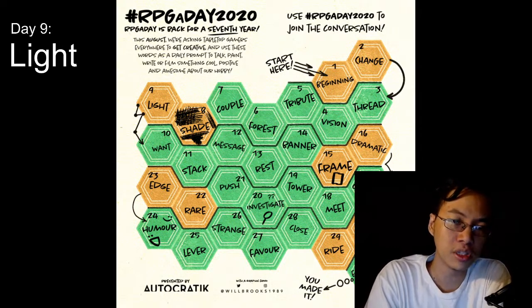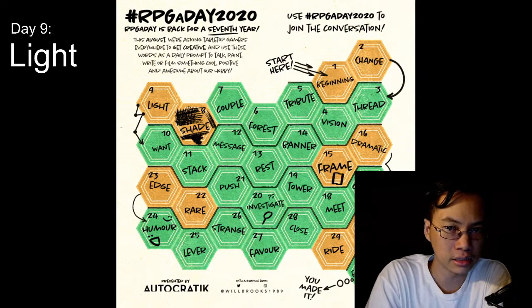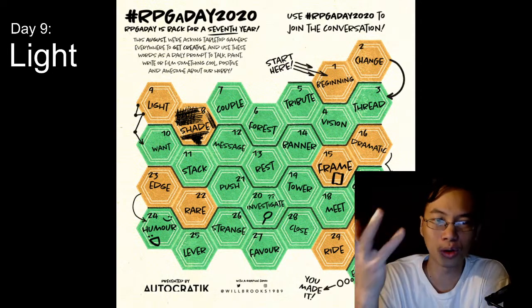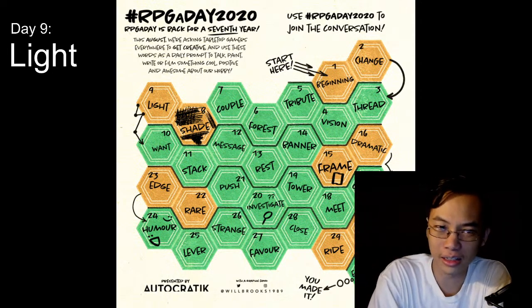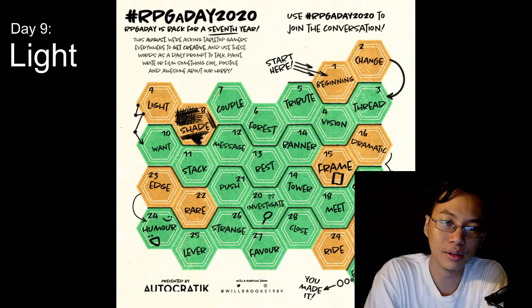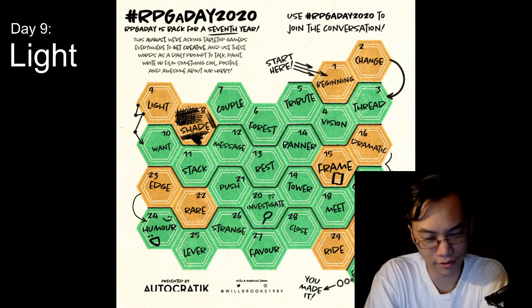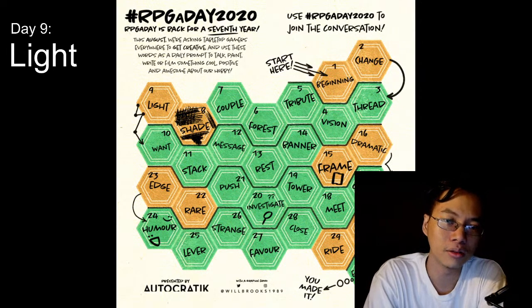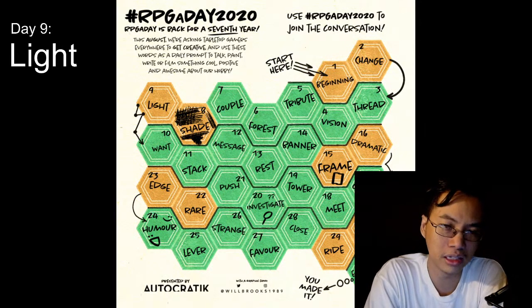So this is RPGADay 2020, day number 9, and the word of the day is light. I guess I wasn't expecting it to be so connected with day number 8, and I definitely didn't plan this. But since we're going to be talking about light, and after I was talking about the whole shade thing in day number 8, I figured why not get into a little bit more about the mechanics of hiding in the dark. The most important opposing force to the whole thing is obviously light.